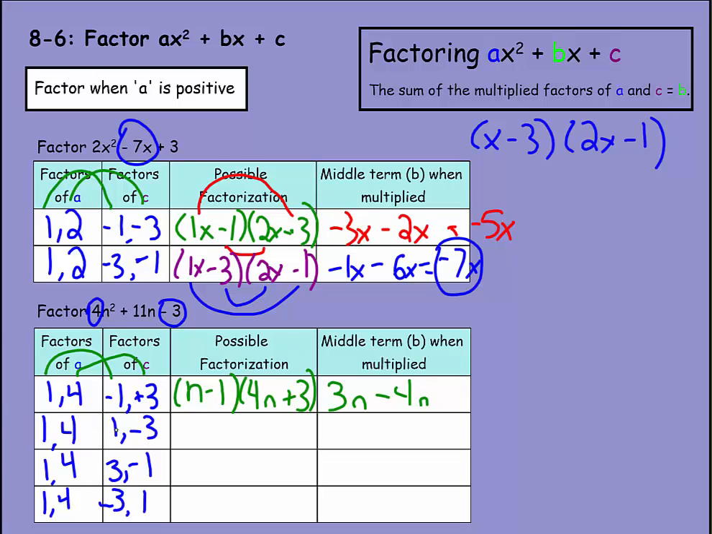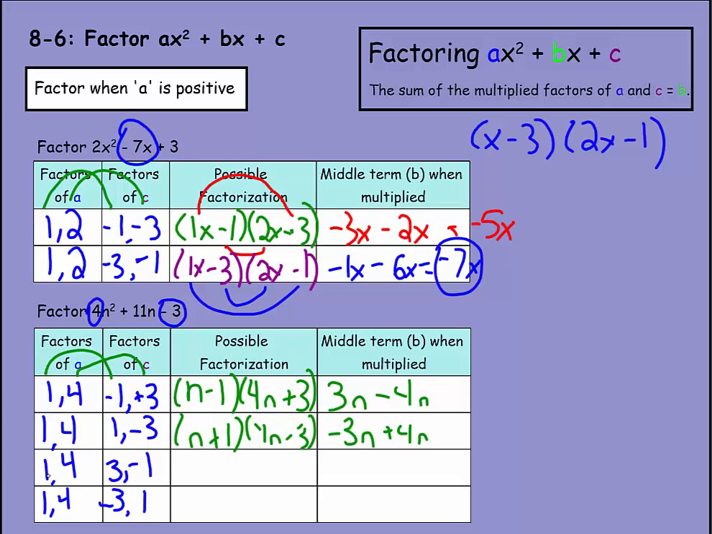I have 1n plus 1, or n plus 1. I have 4n minus 3. N times negative 3 is negative 3n. 4n times 1 is positive 4n. Negative 3n plus 4n is positive 1n, which does not equal positive 11. So far we're not on the right track. Let's try this next one.